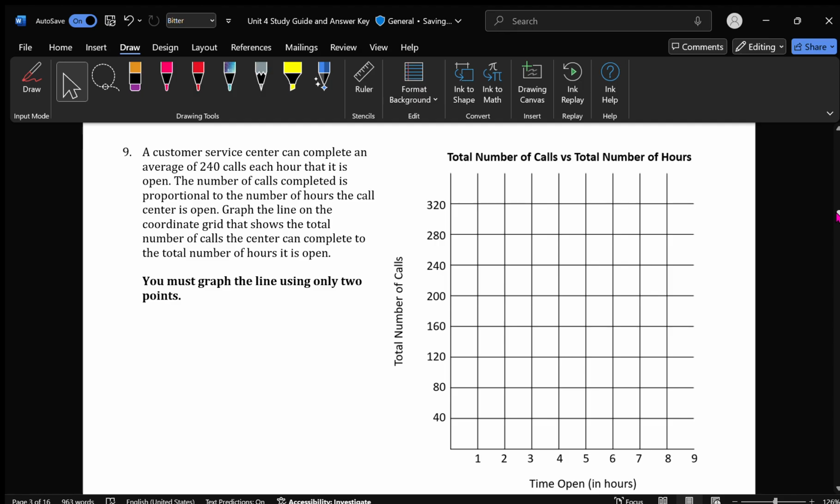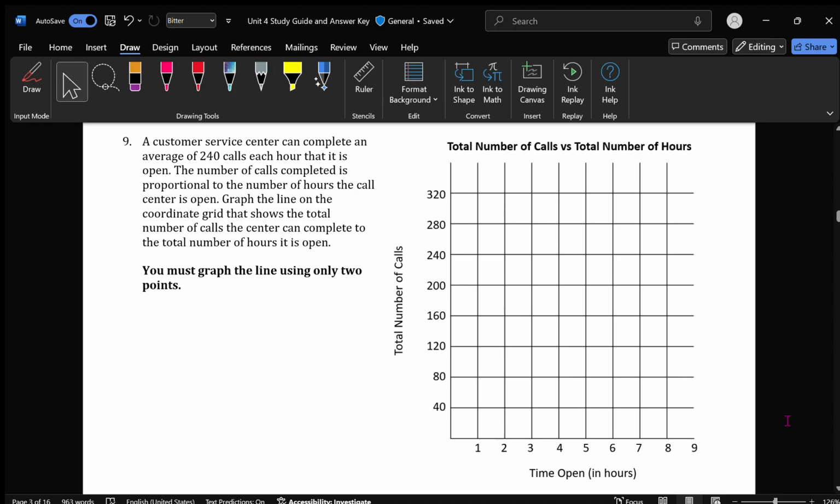Alright, sorry about that. Let's try number 9. A customer service center can complete an average of 240 calls each hour that it is open. The number of calls completed is proportional to the number of hours the call center is open. Graph the line on the coordinate grid that shows the total number of calls the center can complete to the total number of hours it is open. You must graph the line using only 2 points.